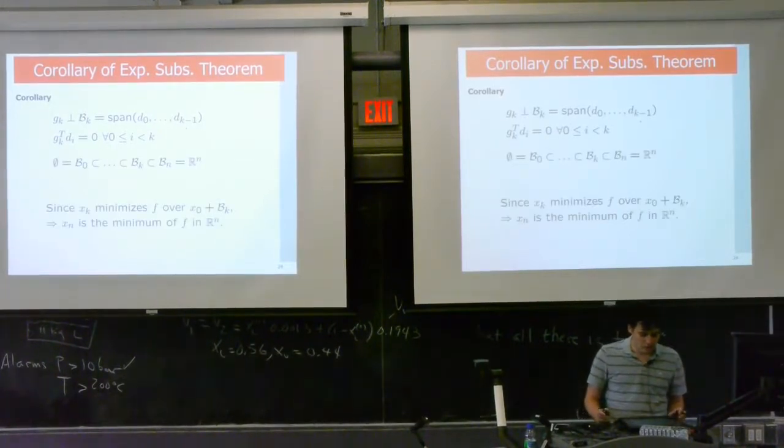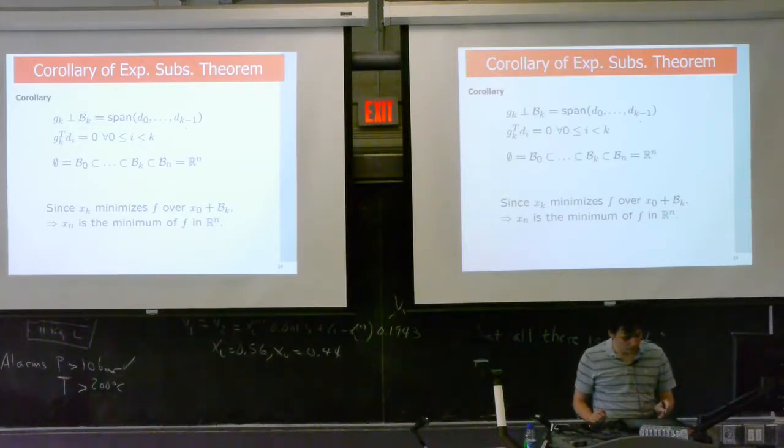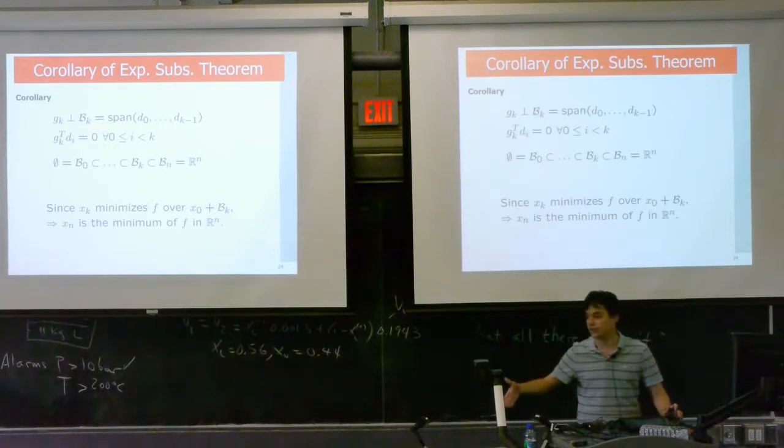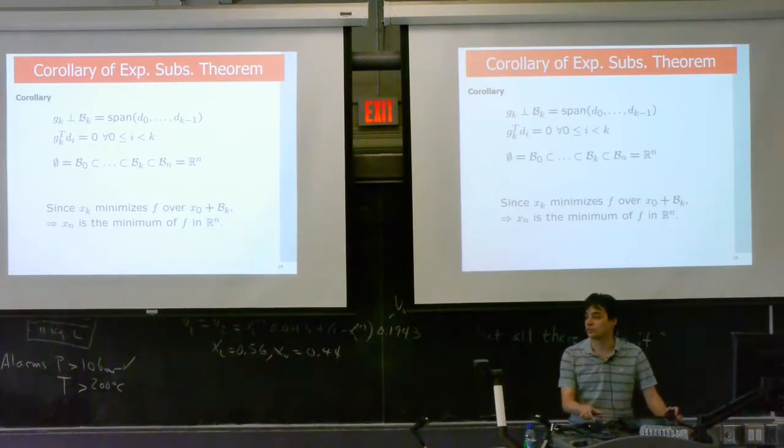And then we had this important corollary that gk is orthogonal to bk, that is, gk is orthogonal to all conjugate vectors whose index is less than k. And these bk subspaces are getting bigger and bigger. At some point, at step n, it will be the whole space. And it proves that at xn, you find the minimum of your quadratic function.